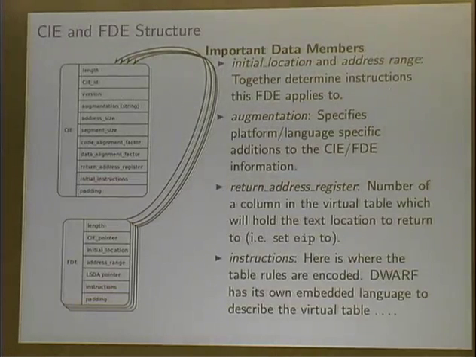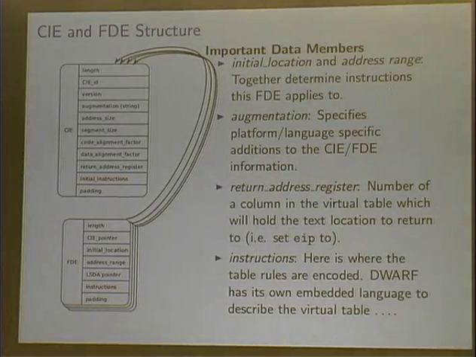So going back to our CIE and FDE structure, there are just a few important fields in the CIE and the FDE. The initial location and address range within the FDE just sets what text locations we're talking about in the program. The augmentation is interesting for the exception handling stuff, because this is one reason that made it so easy to adapt the debugging format for exception handling.